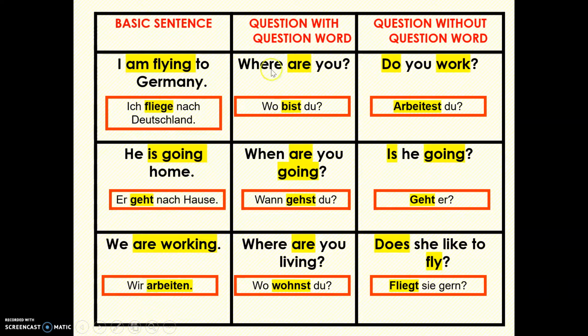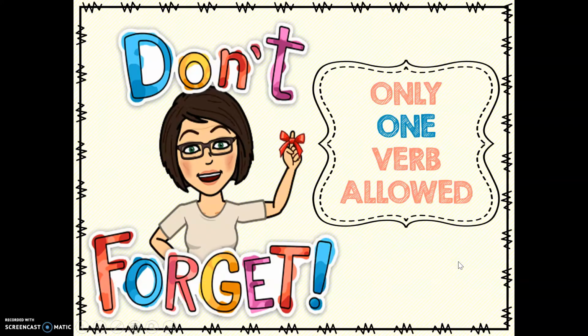So now you know the three types of word order. Basic sentence, verb second. Question with a question word, start with your question word and put your verb second. And the tricky ones, questions without question words. One verb, put it at the beginning. Don't forget, in German, you're only allowed to have one verb.